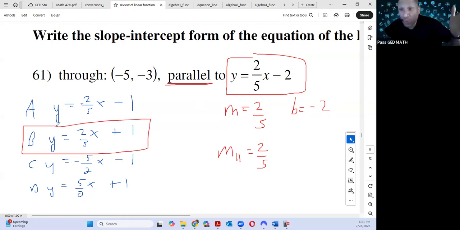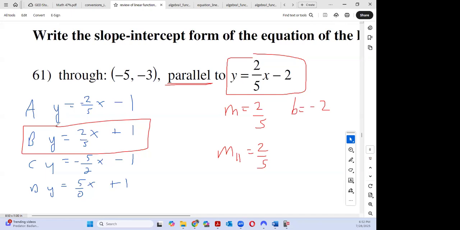That's how easy that is. You don't have to do any work. But you have to know 2 important things. You have to look at that equation and be able to identify the slope and y-intercept. The second thing you have to recognize is, if they're asking for any equation that's parallel, I know those slopes are the same. So I'm looking for an equation that starts with y equals 2/5 x. Everybody understand that?